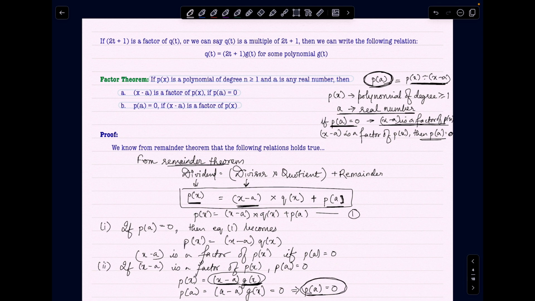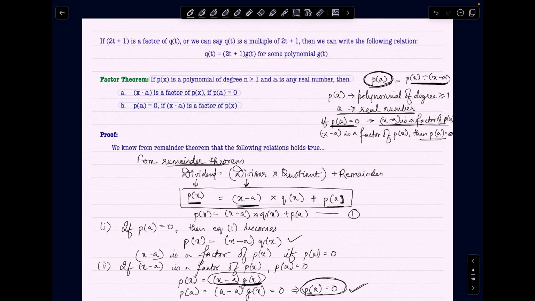These two are vice versa. If p of a equals 0, x minus a is a factor of p of x, and if x minus a is a factor of p of x, p of a equals 0. So this is proved from this relation. These two relations I have proved. Understood my point? So this is the factor theorem.